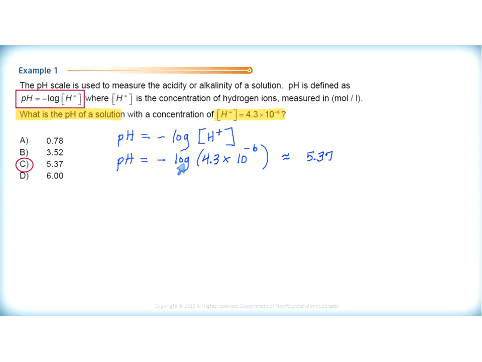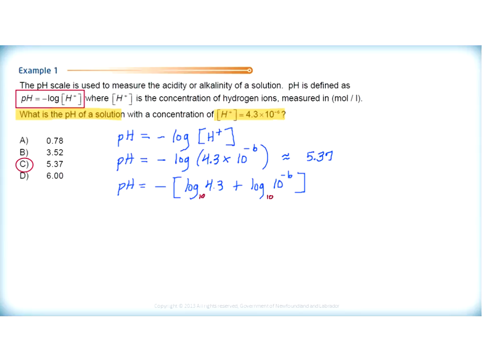In this case here, you can see that we have the log of a product. So we can rewrite that as the sum of 2 logs, where the pH is equal to the negative of, that can be written as the log of 4.3 plus the log of 10 raised to the power of negative 6. Note that there is no base given for the logarithms, so we know that it is considered to be a common logarithm with a base of 10.